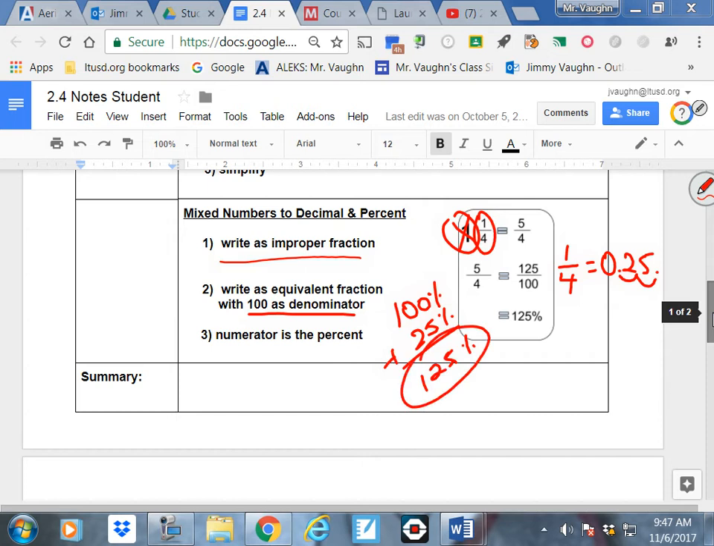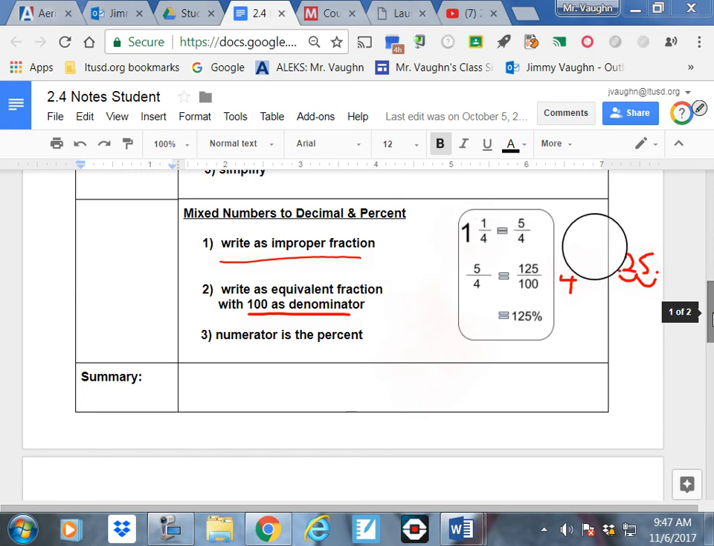However your brain works it, it's fine. You can take the one whole, set it to the side, and then deal with the fraction, or you can do the improper fraction method. Alright, so write your summary. Make sure you understand all that. If you have any questions, write them in the column on the left.